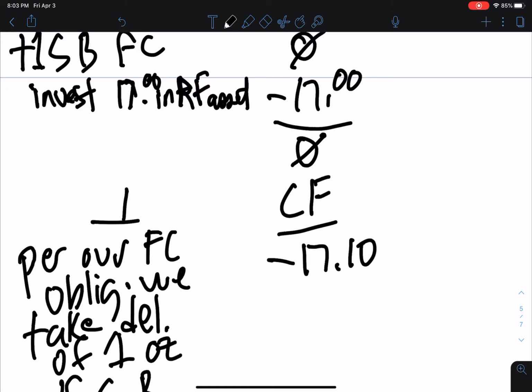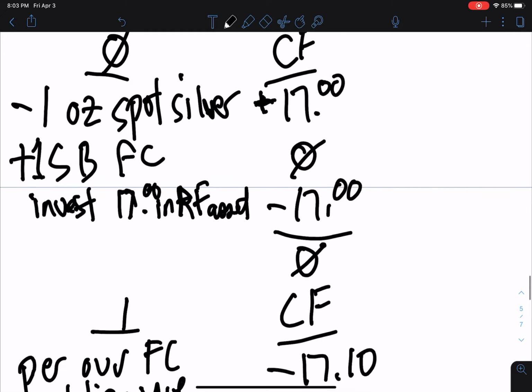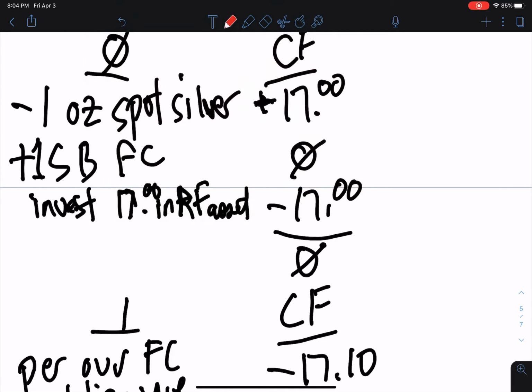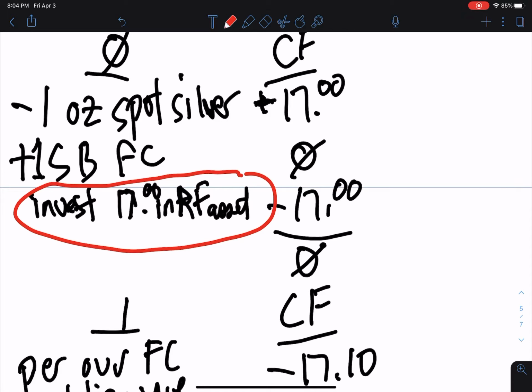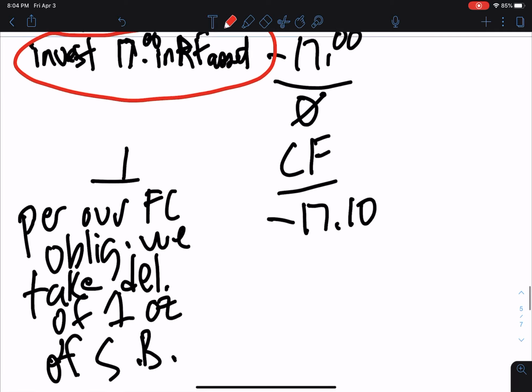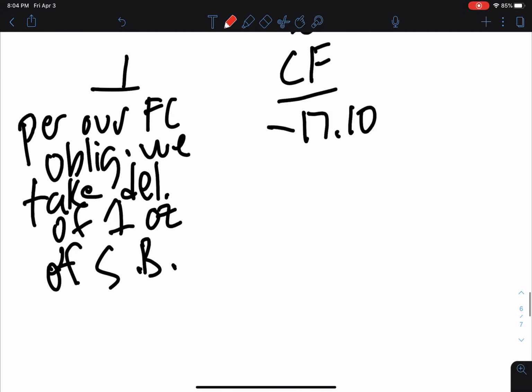And then what else happens now? Well, see this investment we have here? The Treasury security we bought? We paid $17 for that. And the idea is it's going to mature. So we're just going to say that our Treasury bill matures, and we've got a cash inflow.